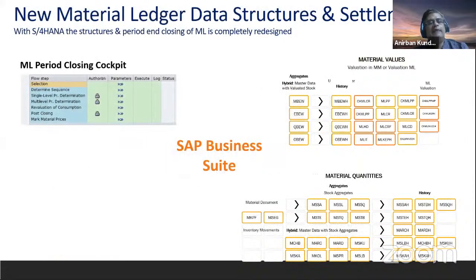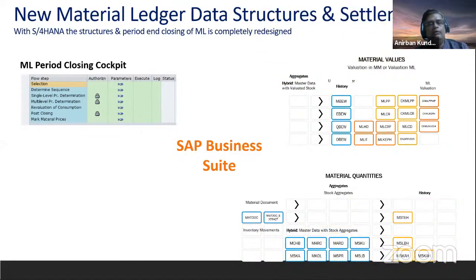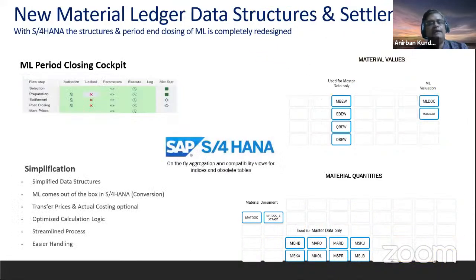Now, another example is the material ledger. This is a new feature with S4HANA which helps all our inventory accounting, to understand what is the value of inventory I'm holding. Now, all this goes through and what you are left with is a very simplified structure.